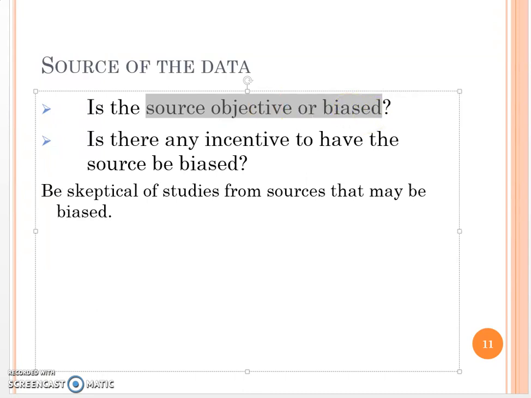Right? This is very important. Is there any incentive for the source to be biased? Especially, you've got to be skeptical of studies from sources that may be biased.